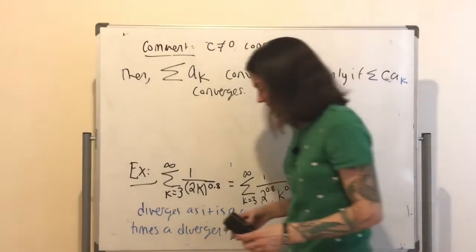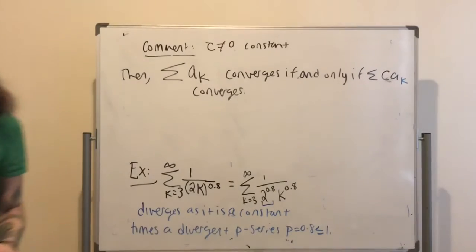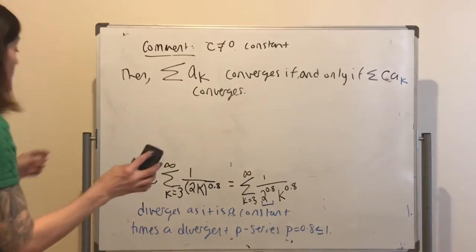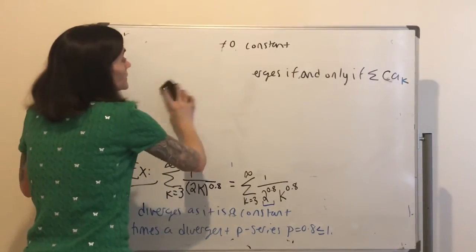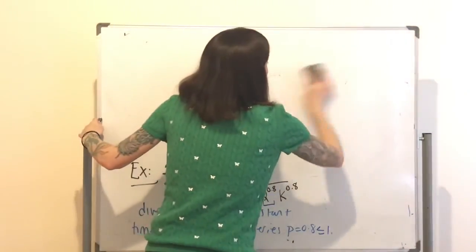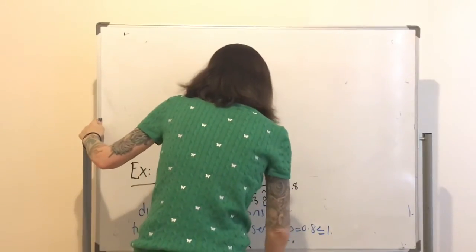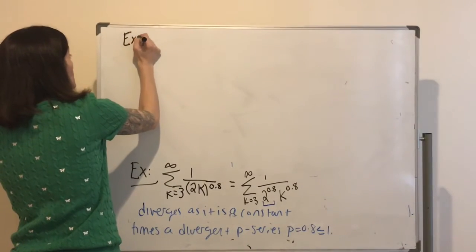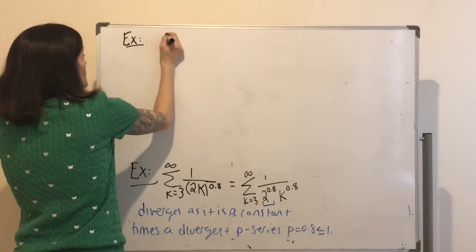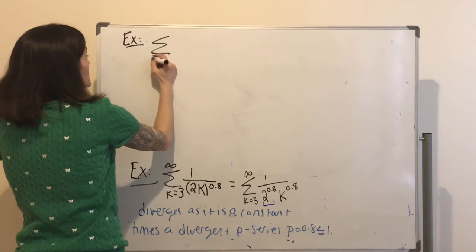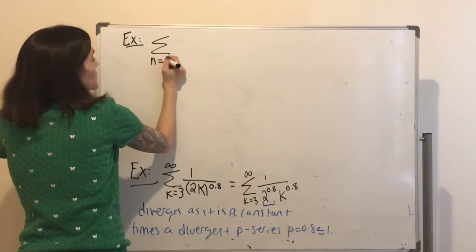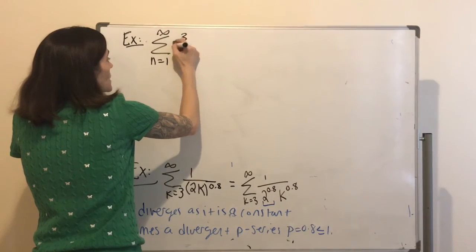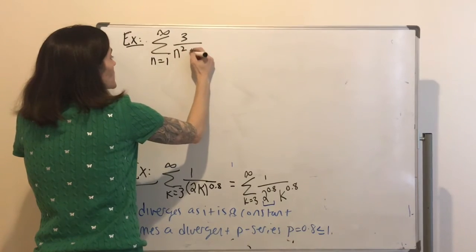Okay, now let's do another, maybe one more, I think. Yeah, we'll do one more example of the integral test. Let's look at the following series. Let's say, I'll do n, why not? The sum from n equals 1 to infinity of 3 over n squared plus 1.